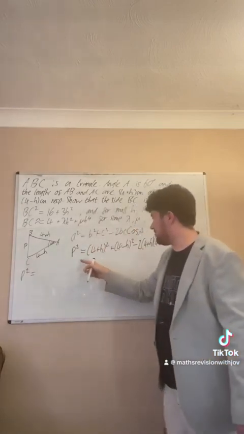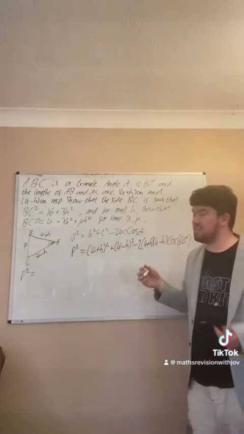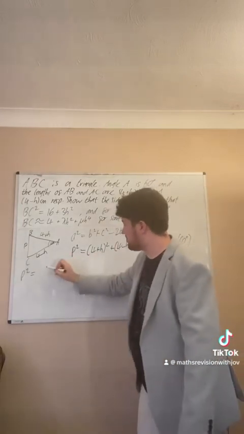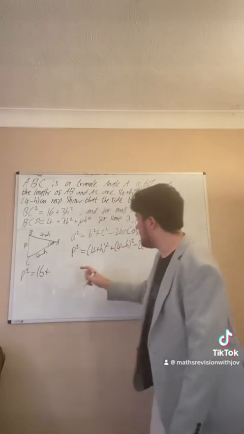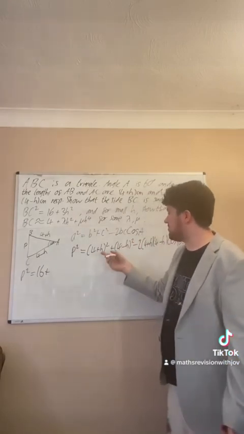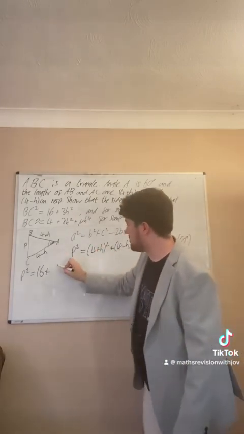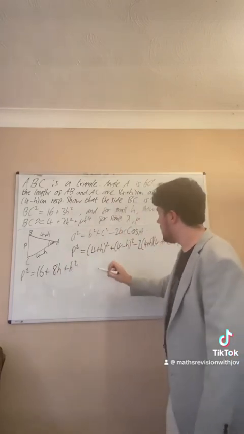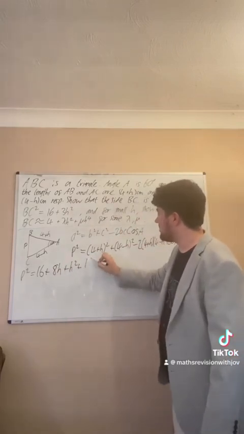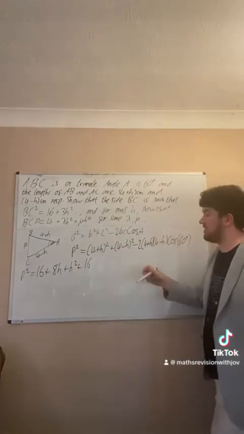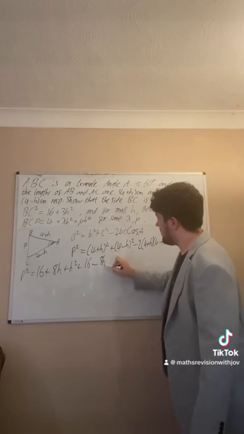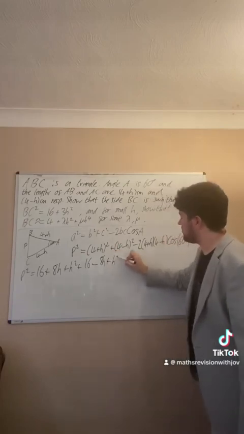P squared is equal to, well, we're going to expand these brackets. I think that's probably the best place to start. So 4 plus h squared is 16 plus 4 times h times 2, because there's two of them, is 8h, and then h squared on the end, plus another 16, because we've got 4 minus h squared now, minus 8h, and then plus h squared.